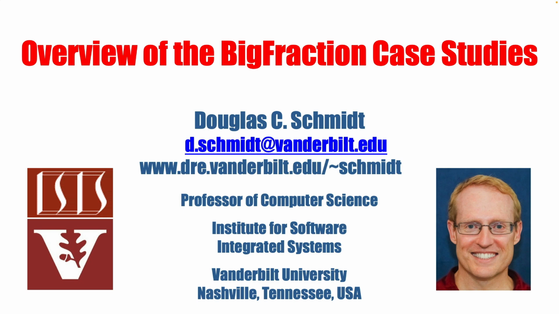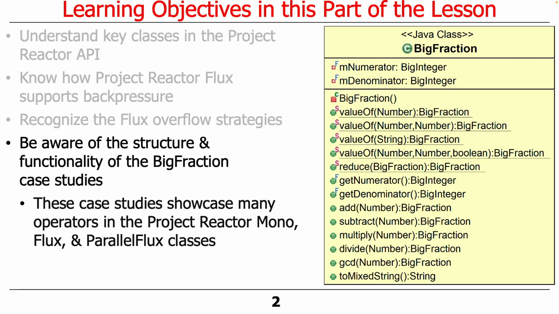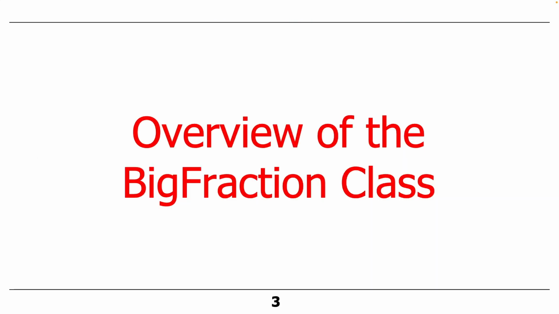We're going to discuss a whole bunch of different operators from fluxes and parallel fluxes and monos coming up over the next few sessions. Almost all of these are going to be done in the context of something I call the BigFraction Case Studies. And this is just kind of an excuse to motivate the need for things like parallel computing and asynchronous computing, because we're going to be processing values that take a long time to do their thing. And so we're going to use these case studies to showcase all these operators in monos, fluxes, and parallel fluxes.